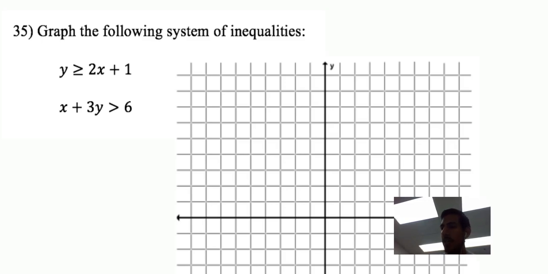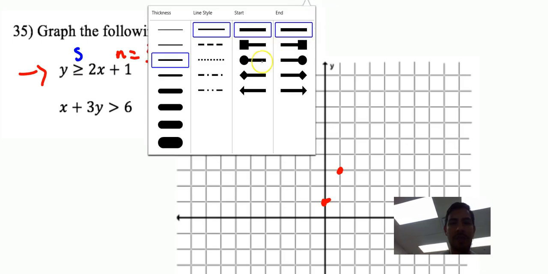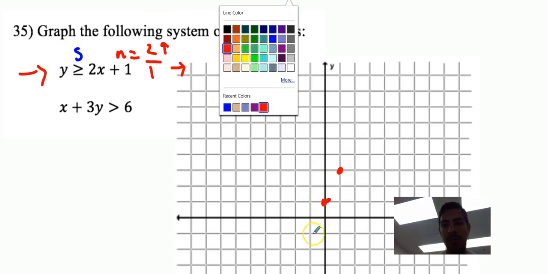Okay, we're almost there, guys. 35. Let's graph. y is greater than or equal to 2x plus 1. I've got to go up 1, and then my slope is 2, so I go up 2 and over 1. Here are my 2 points. Now, I've got a solid line because it's greater than or equal to. So I'm going to choose a solid line here. Let's make this a red line too to match our points.